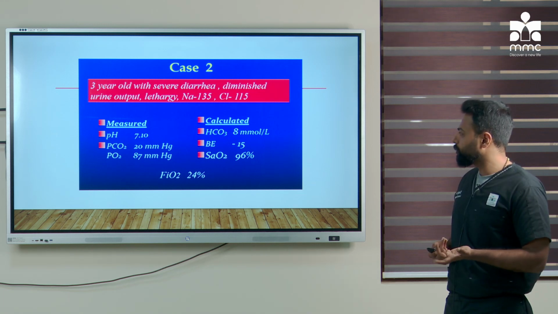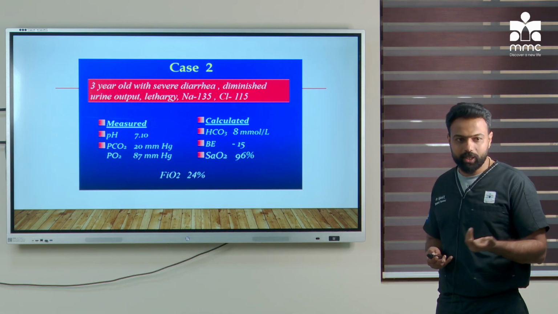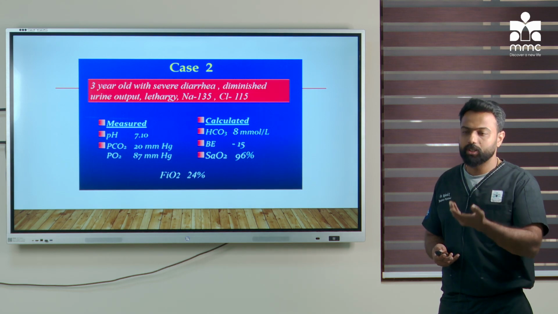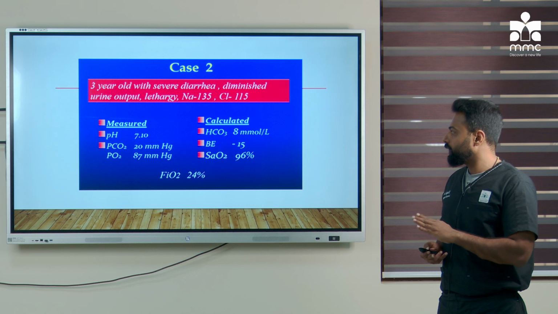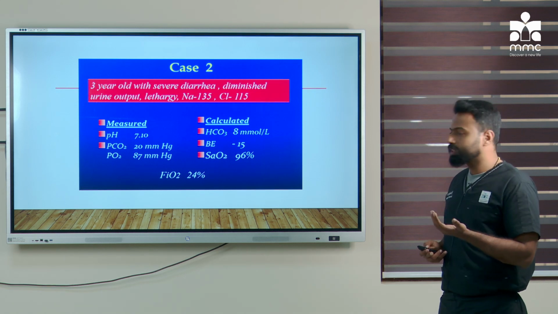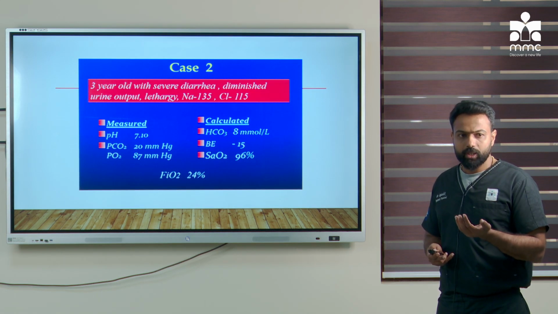So FiO2 is 24%, PO2 is 87. That is okay, right? So we are not that much concerned about the oxygenation status. Then coming to the step again, which is a pH of 7.10. What is the first step?